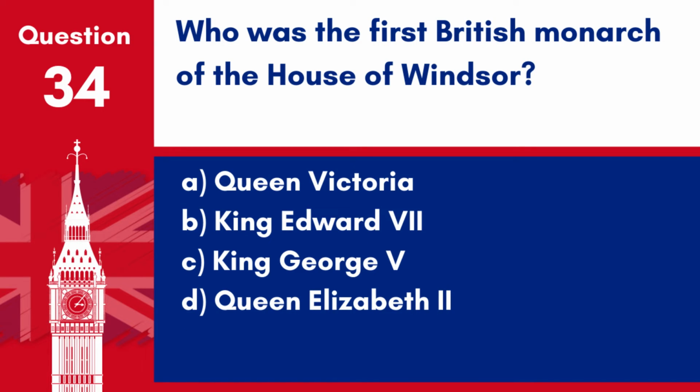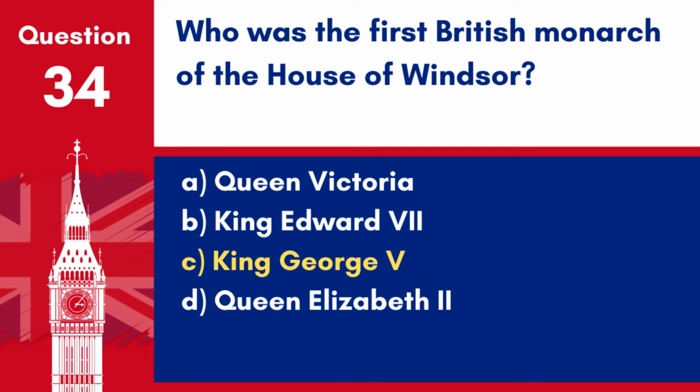Question 34. Who was the first British monarch of the House of Windsor? A. Queen Victoria. B. King Edward VII. C. King George V. D. Queen Elizabeth II.